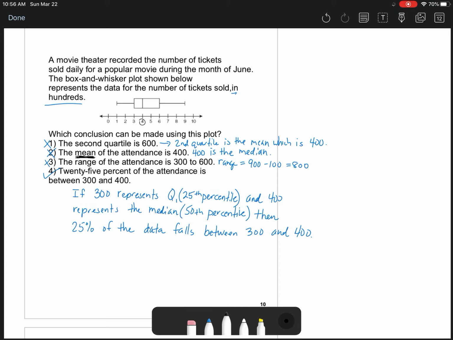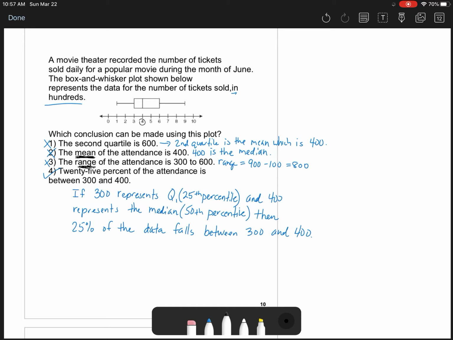Number 3, the range of the attendance is 300 to 600. That's not correct. The range, remember, we get from subtracting the smallest value from the largest value, which in this case is 900 minus 100, and that would give us 800. The interquartile range would have been from 300 to 600. If that said interquartile range, then it would have been correct, but it's not. It says range, which means max minus min.